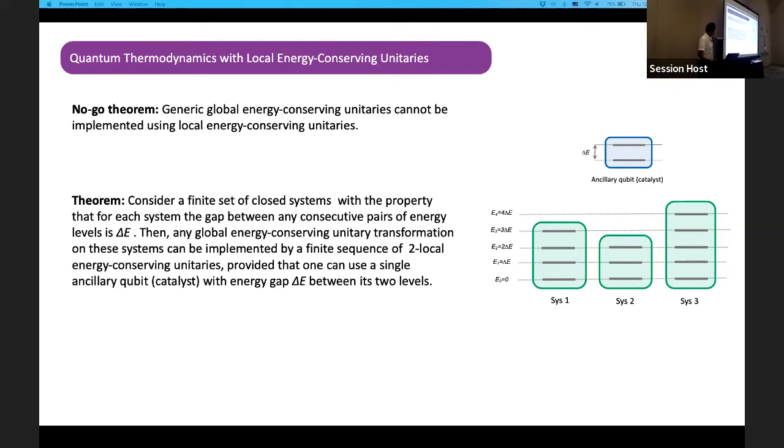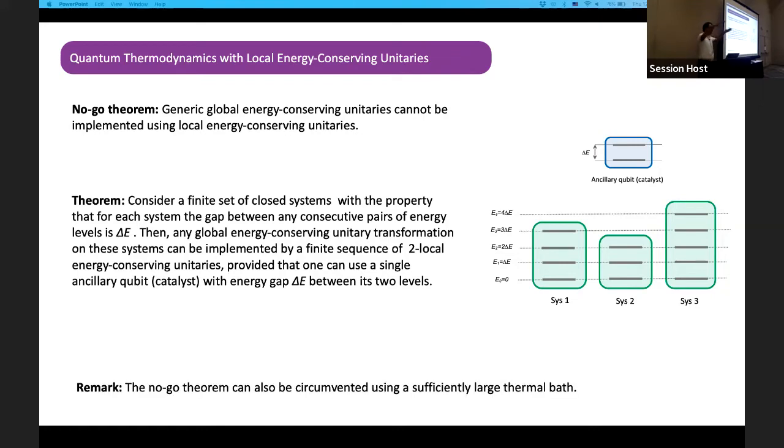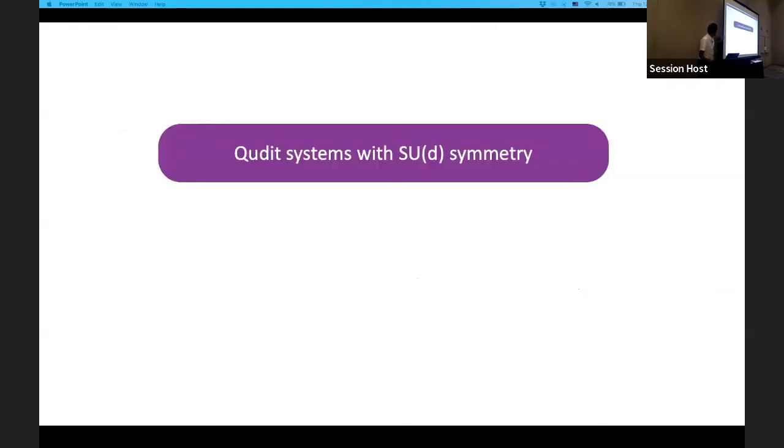But I want to mention that, in principle, you don't need a catalyst if you can also interact with a large thermal bath. There's another way to circumvent this no-go theorem. So in principle, a catalyst is not necessary if you are allowed to interact with a large thermal bath. Okay, next I want to focus on the case of qudit systems with SU(d) symmetry.